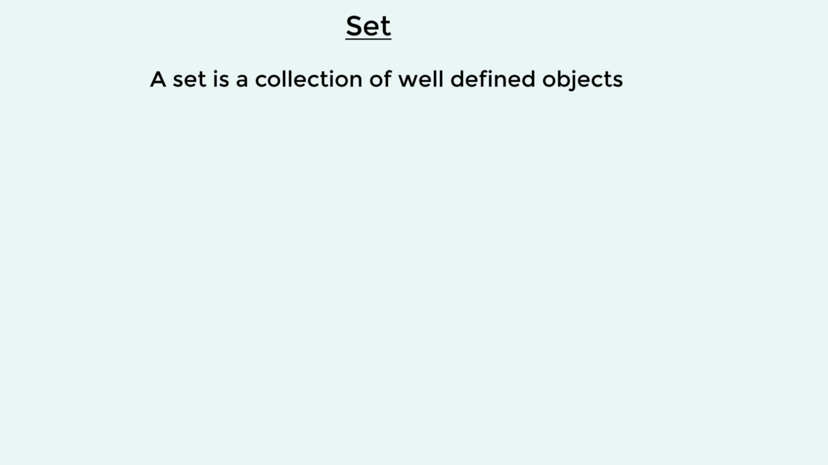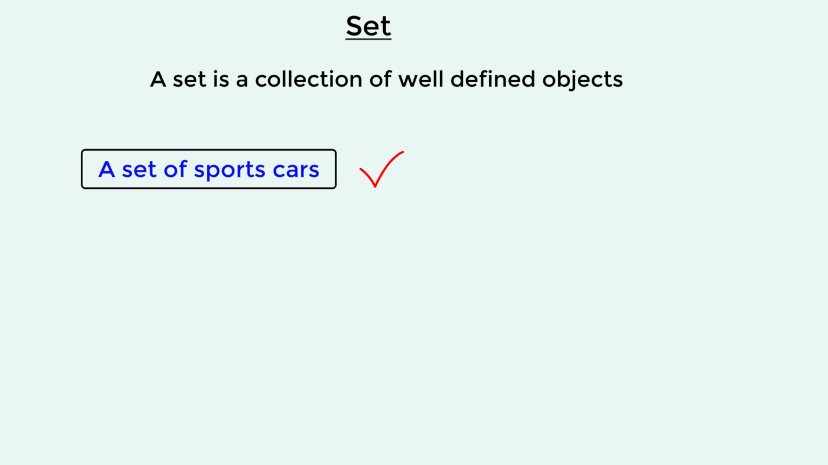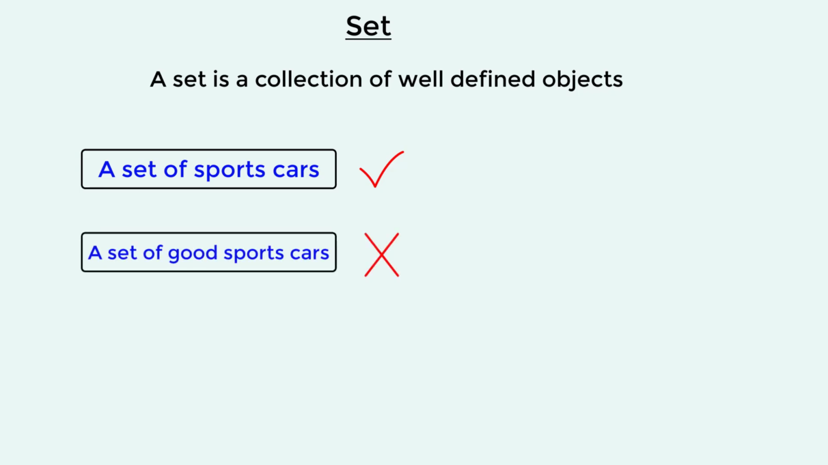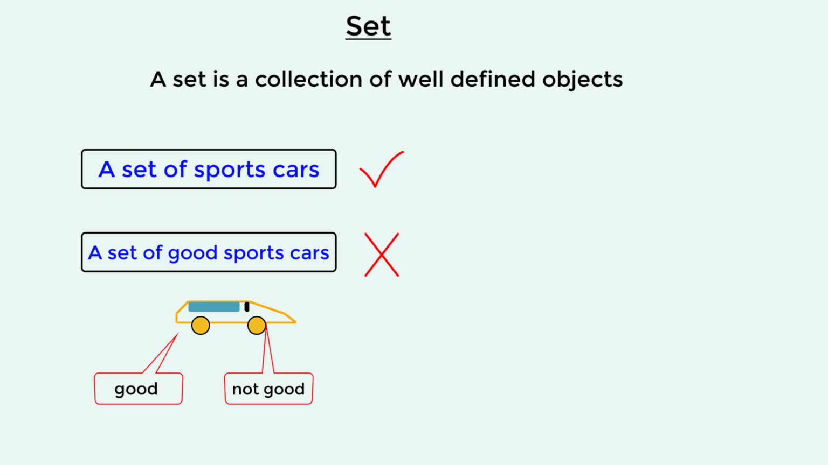For instance, a collection of sports cars is a set. However, a collection of good sports cars is not a set. Your definition of a good sports car might not be a good car for another person. A set is normally represented using curly braces, and the objects within the set are separated by a comma.